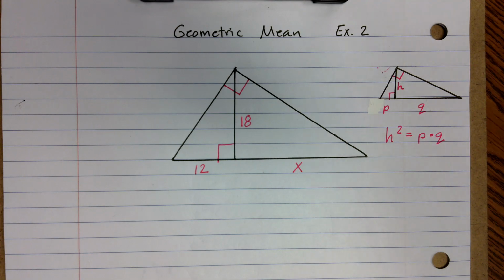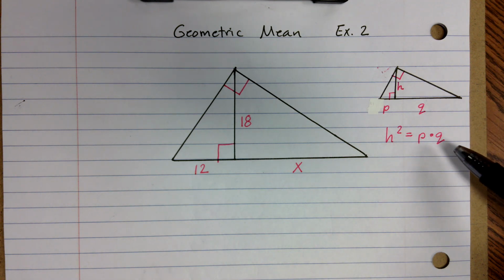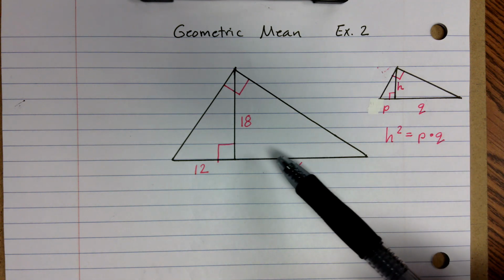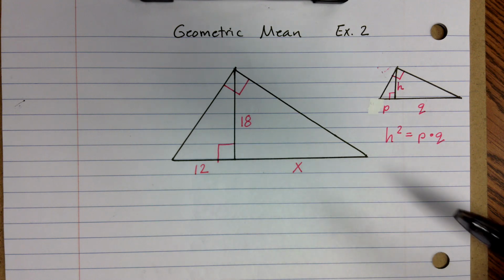In this video, I'm doing another example, focusing on the geometric mean. And what we're going to do is use our formula for that in order to work backwards and find a missing side of a triangle. So just let me give you an example.